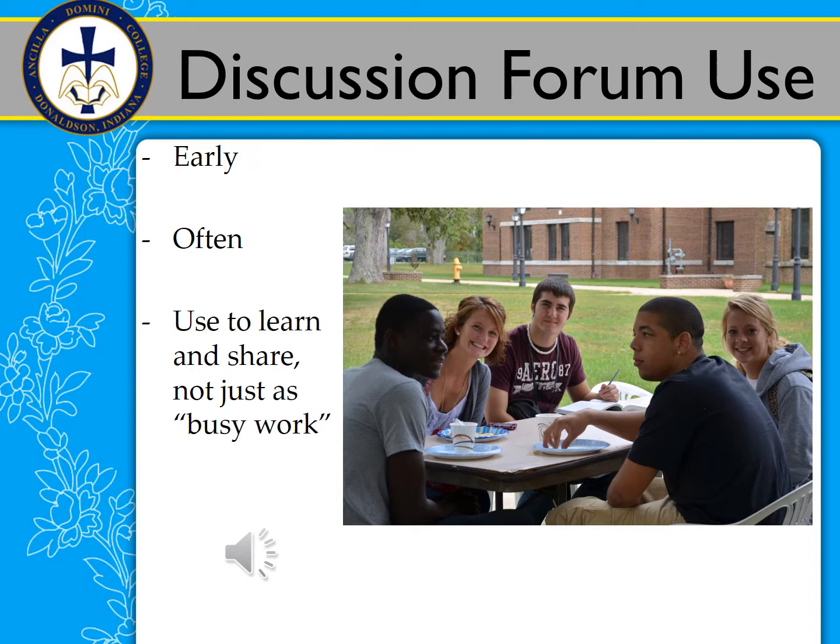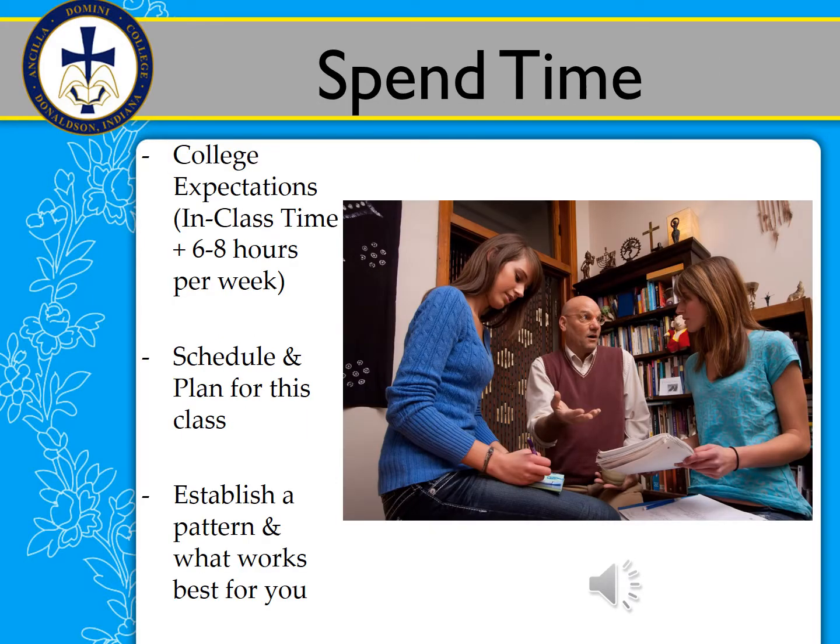To succeed in Writing 1, you really want to spend time with it. In higher education, we've often said that the expectation is for every 1 credit hour, you need to spend 2 or 3 credit hours studying per week. So for a 3 credit hour class like Writing 1, the expectation would be 6 to 8 or 9 hours.